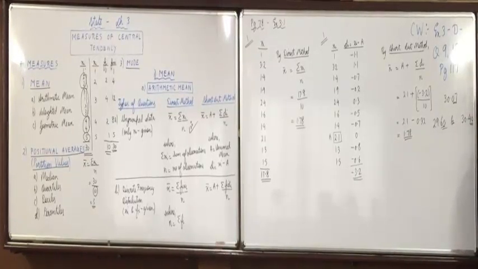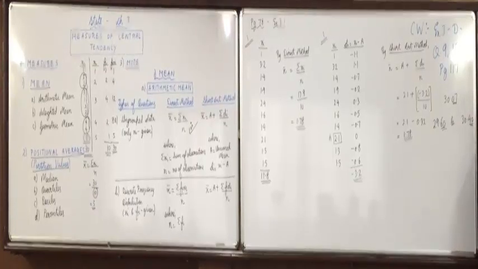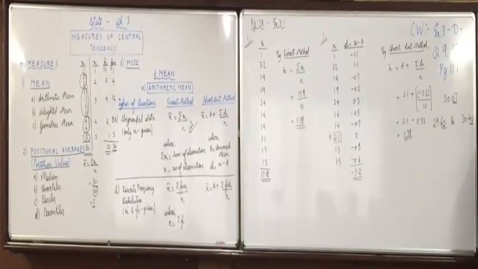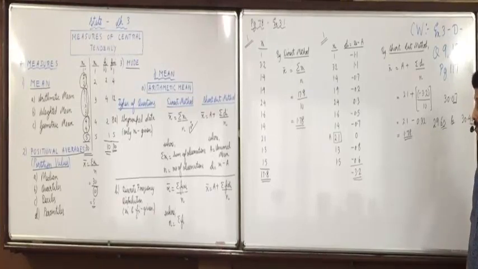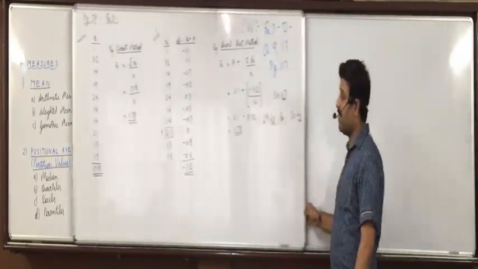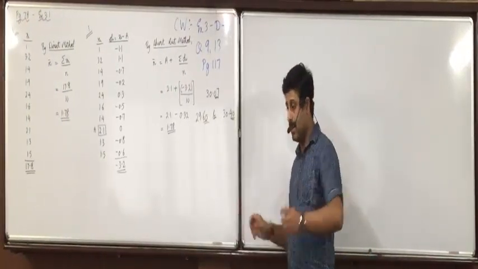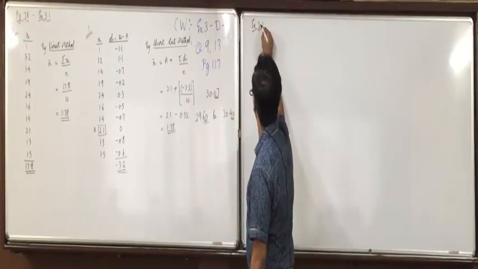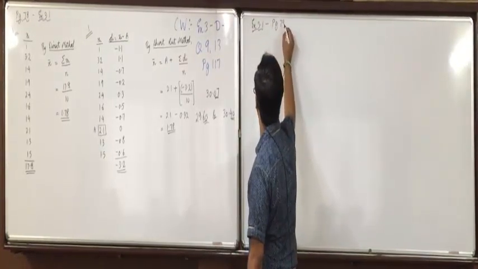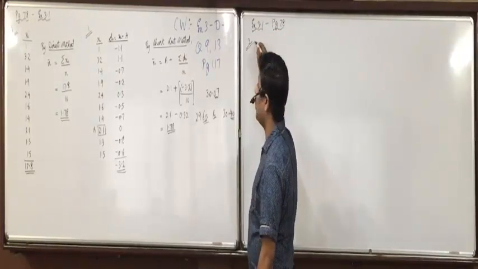Exercise 3.1. Page 78. Look at question 3. I'll explain it to you by both the methods. Then one question you'll try only by the direct method. Exercise 3.1, page 78, question 3. Look at it.